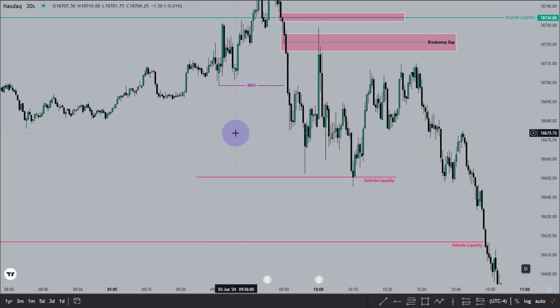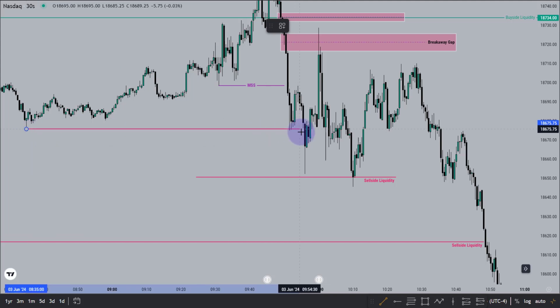This run has taken relatively equal lows. See this low, that low, they are relatively equal lows, and this low as well. Just let me mark it, then it will be easier for you to see it. Over here, just look. This run has taken this liquidity.